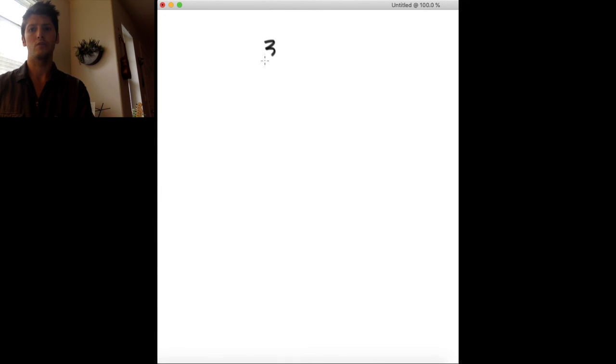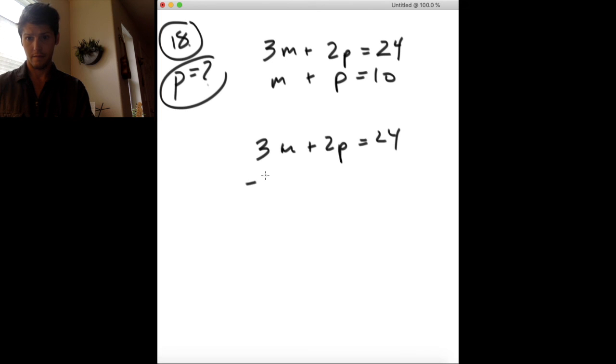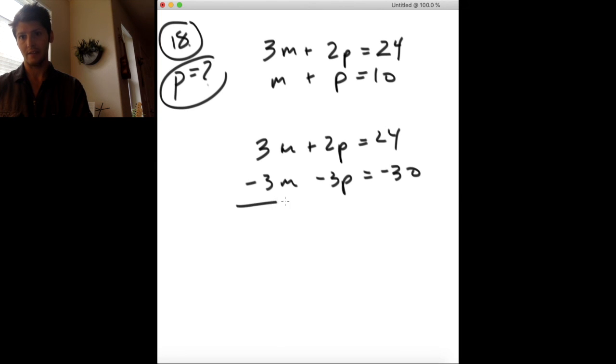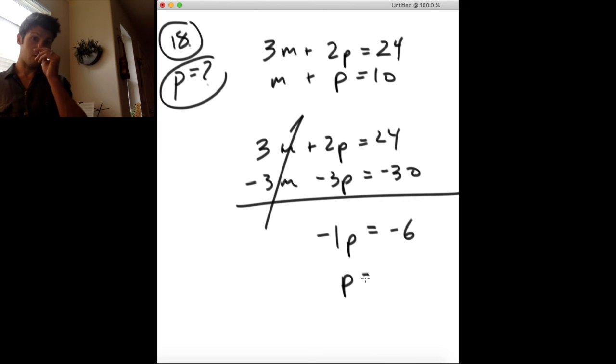All right, well, look, it's just a system. 3m plus 2p equals 24. Since I want to solve for p, remember, I'm wondering, what is p? All right, well, I'm going to get rid of the m's. So we have m plus p equals 10. I'm going to keep the first equation exactly the same, and the second equation I'll multiply by -3. And then when I combine these, by design, I'm canceling these two out. So then I've got -1p when I add these two up equals -6, and then p equals +6. So it's just a system.